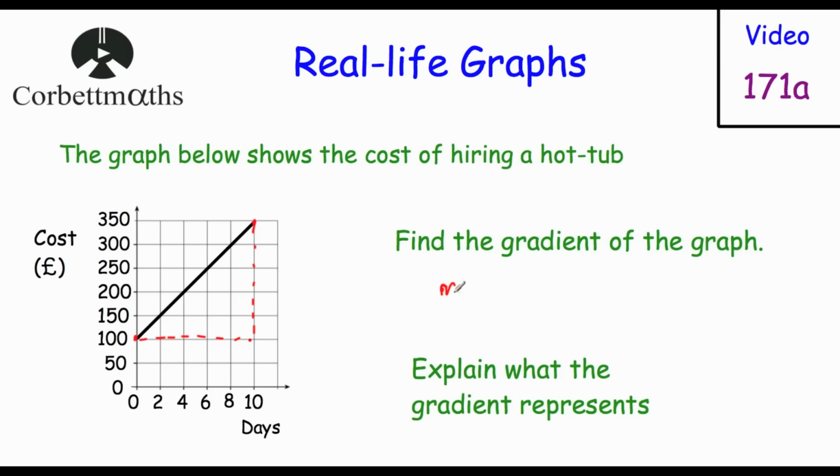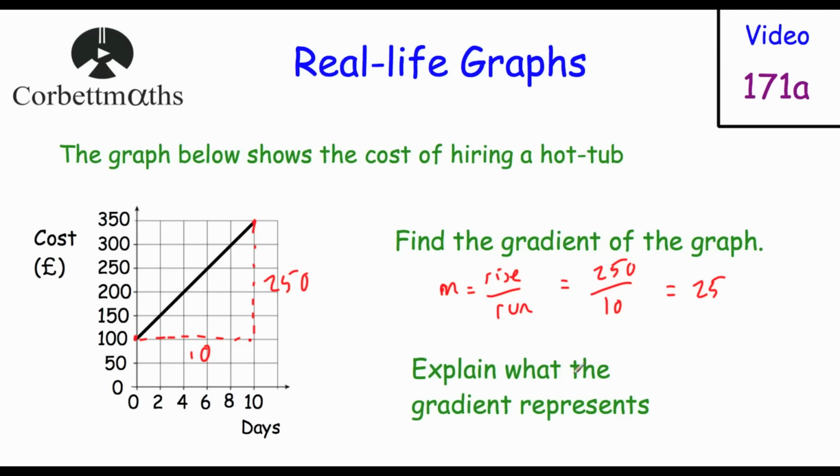So our gradient, m, that's the letter for gradient, m, is rise divided by run. So for our right angle triangle, the rise, well, it's gone from 100 up to 350. So that's a rise of 250. So that will be 250 divided by the run. If you look at how much we've gone across by, we've gone from 0 to 10. So the run would be 10. So we're going to do 250 divided by 10, and that's equal to 25. So that means the gradient of this line is equal to 25.